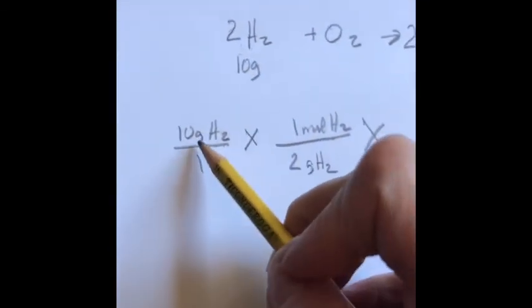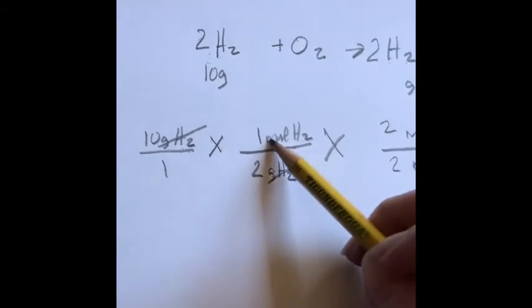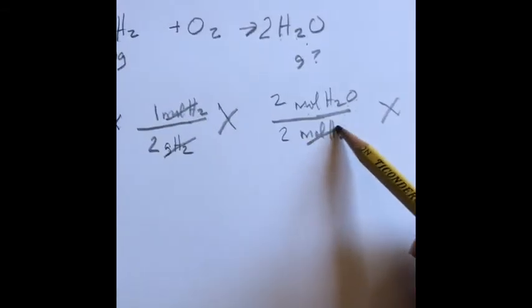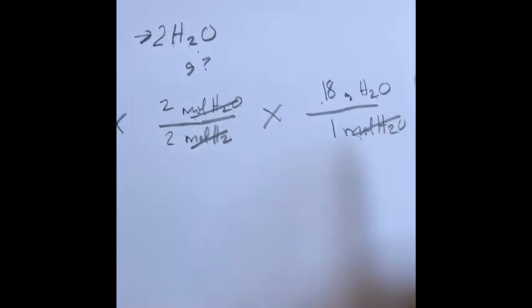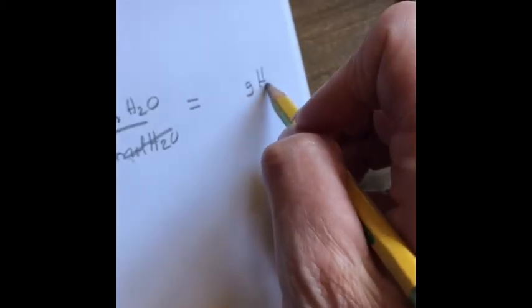Now, remember, when you divide something by itself, it cancels out. So we're going to get rid of all the like units, and it also will help you make sure you set it up correctly. And so that's going to end up with an answer in grams of water.